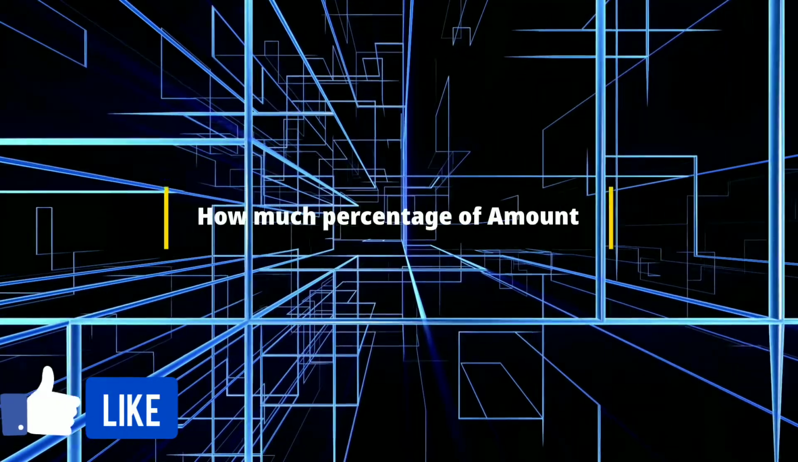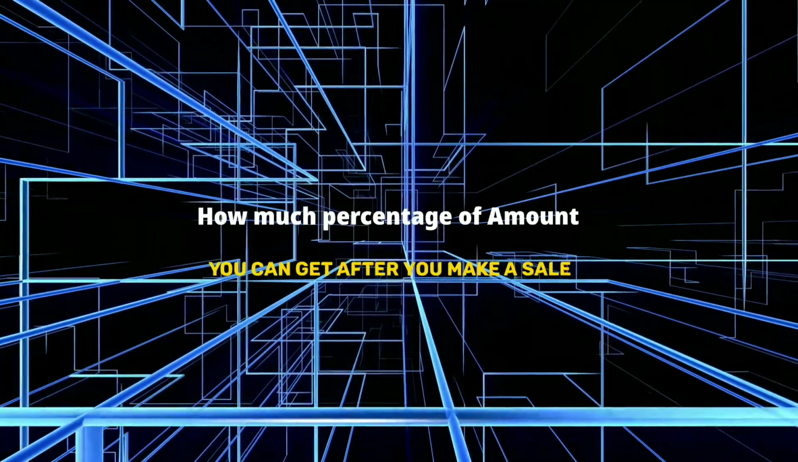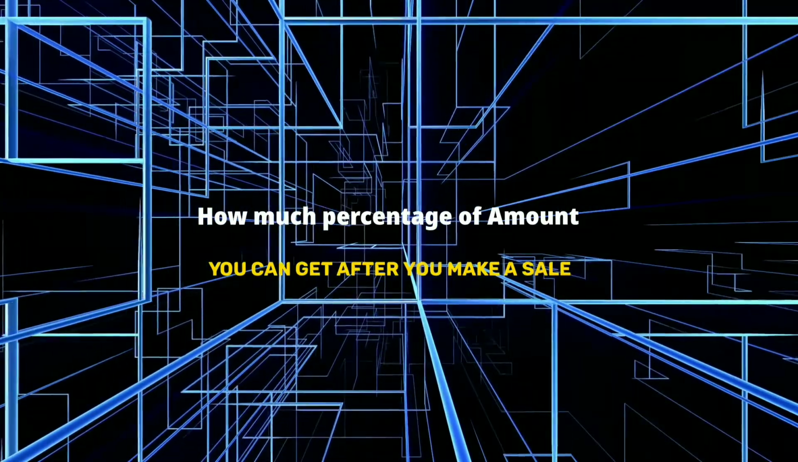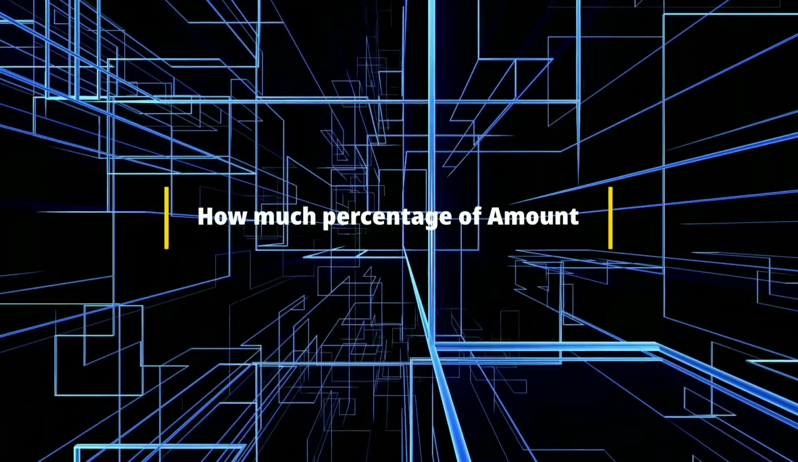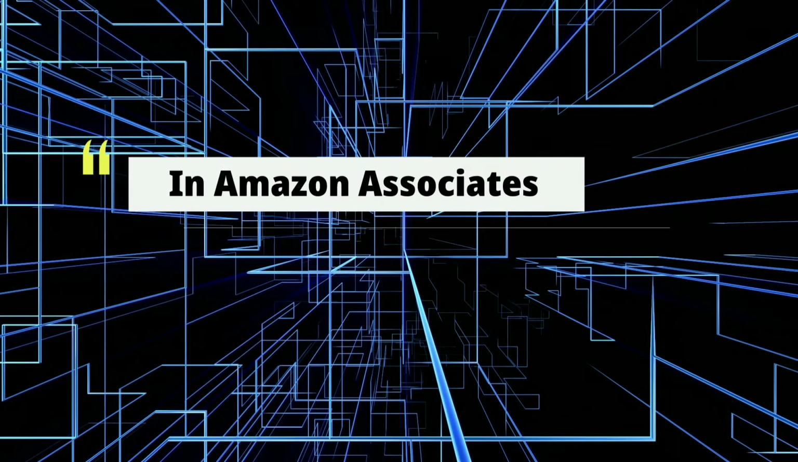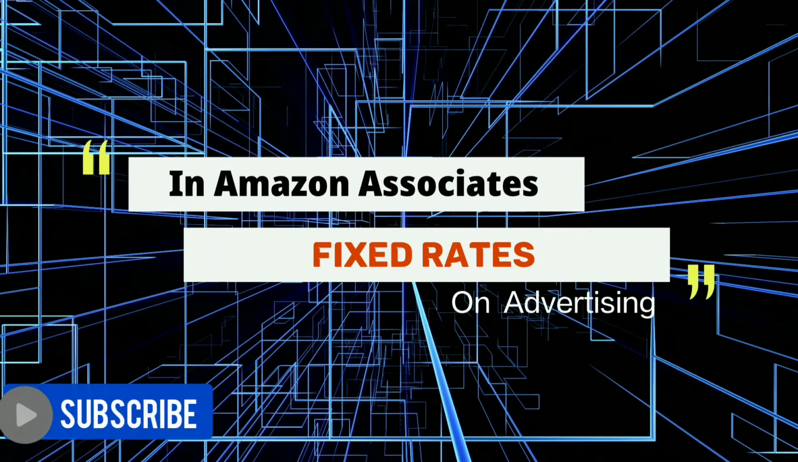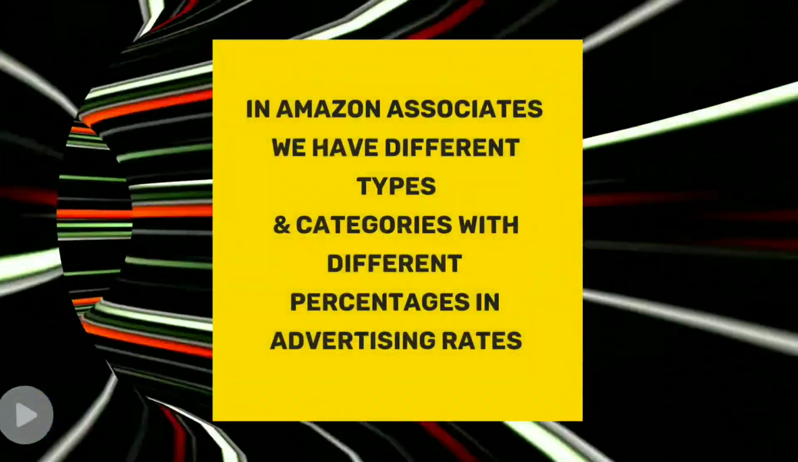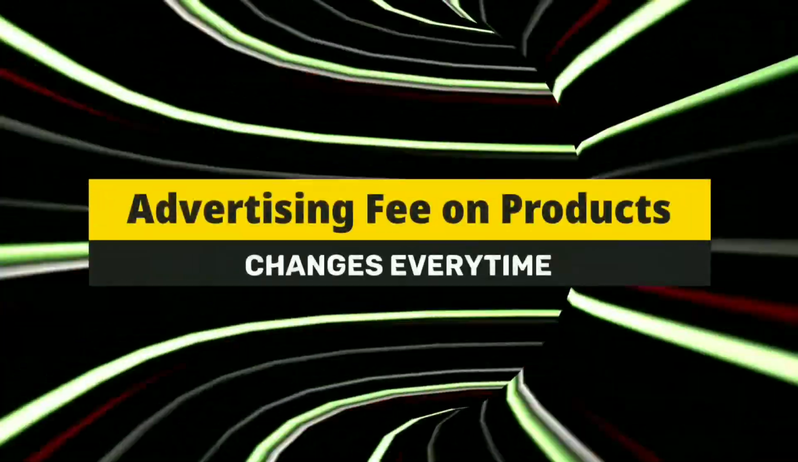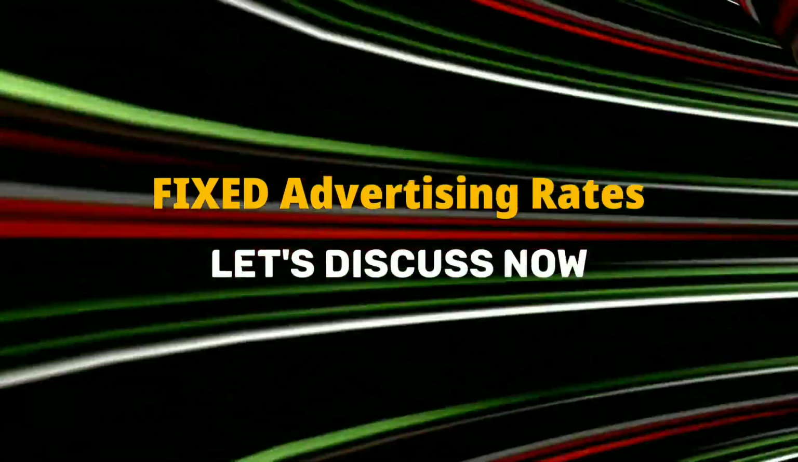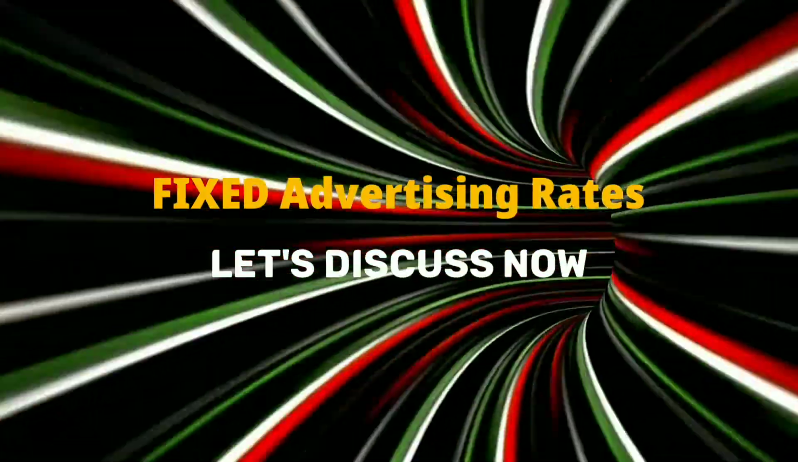In this video, I'm going to tell you the conversion rate of Amazon Associates program on their products. How much percentage of the amount you can get after you make a sale with your affiliate link. In Amazon Associates program, we have fixed advertising rates and also we have another type of advertising fee that actually changes every time. Now we first discuss the fixed advertising rates of products. Let's get started.